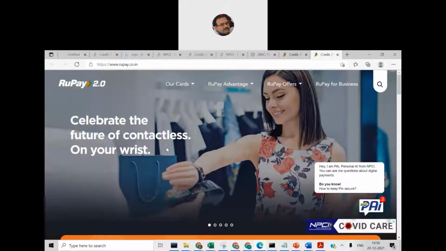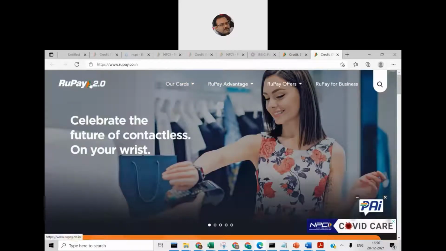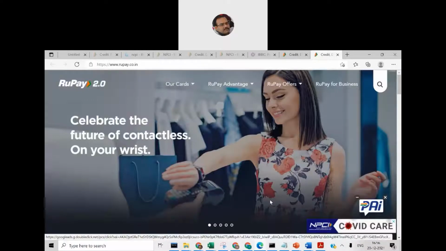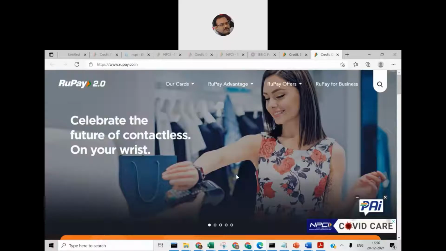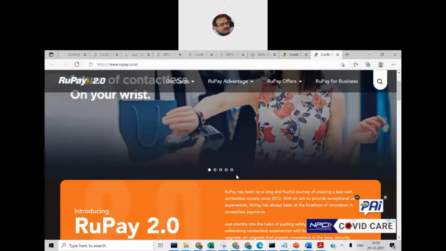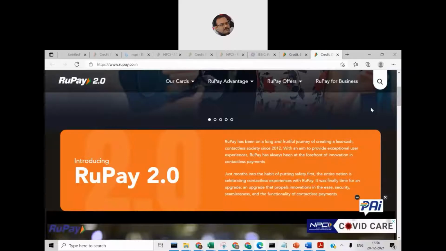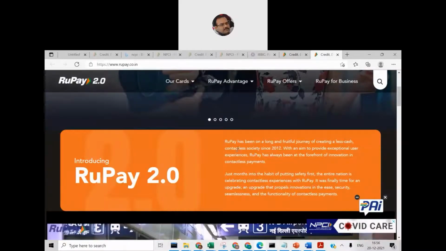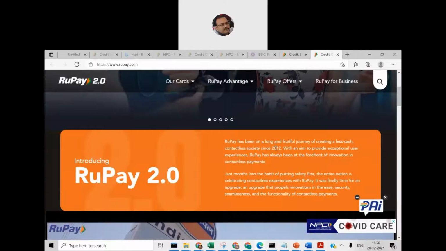So we can see here the second version of it has come, Rupee 2.0, and it is all managed by NPCI, National Payment Corporation of India. Celebrate the future of contactless on your wrist. Introducing Rupee 2.0. It has been a long and fruitful journey of creating a less cash, contactless society since 2012. It's almost 9 years it has been in the picture. With the aim to provide exceptional user experience, Rupee has always been at the forefront of innovation in contactless payment.